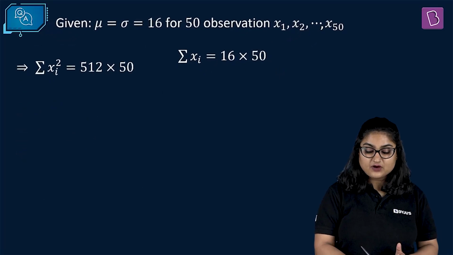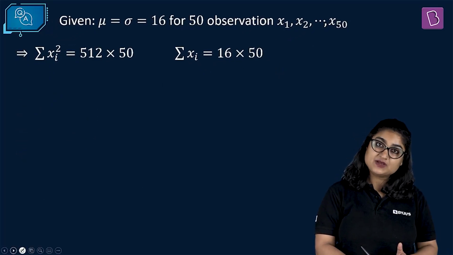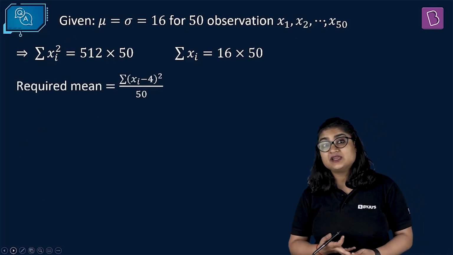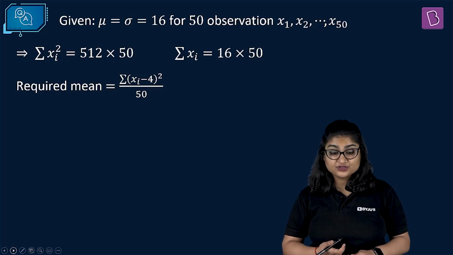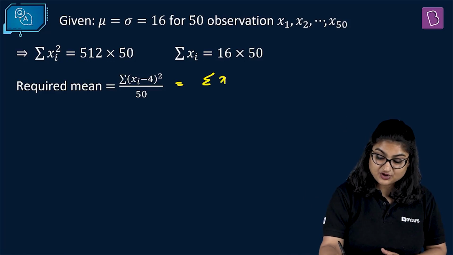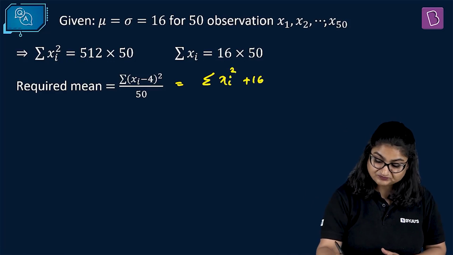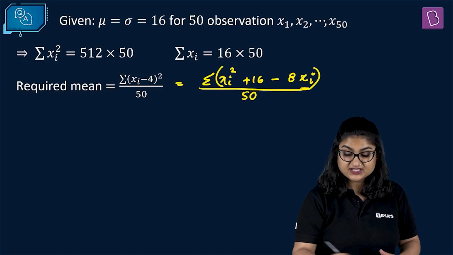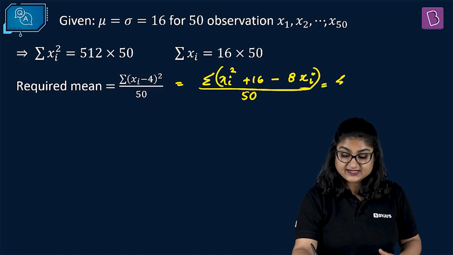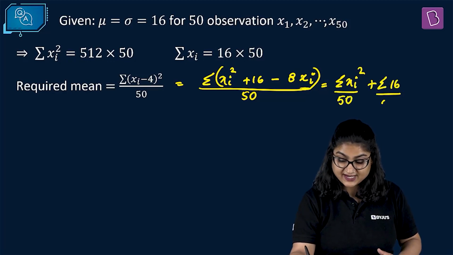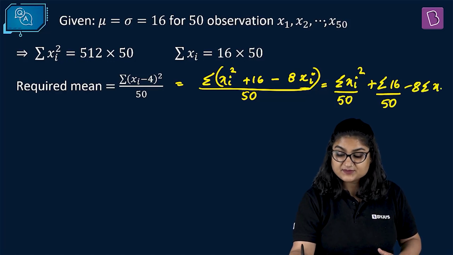All right, so what we have got here is summation of xi square is 512 into 50 and summation of xi is 16 times 50. Now we need to calculate the mean of summation of xi minus 4 the whole square divided by 50. If I further simplify this, this could be written as summation of xi square plus 16 minus 8 times xi whole divided by 50. On further simplifying this by distributing the summation over this bracket, what we will get is summation of xi square divided by 50 plus summation of 16 divided by 50 minus 8 times summation of xi divided by 50.